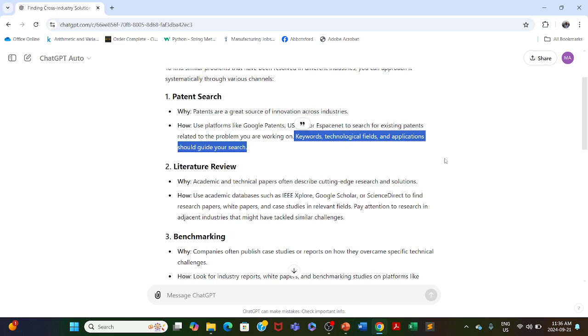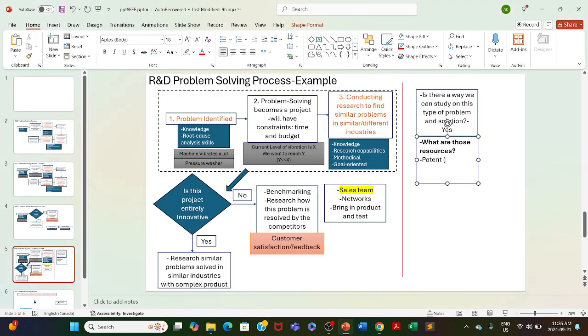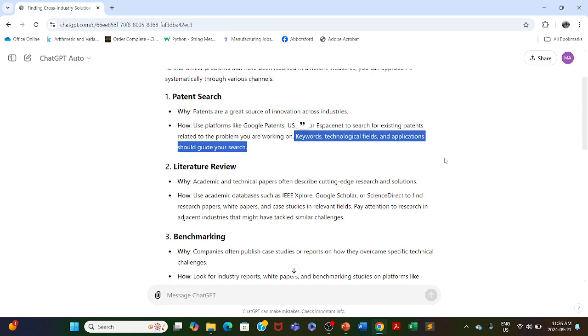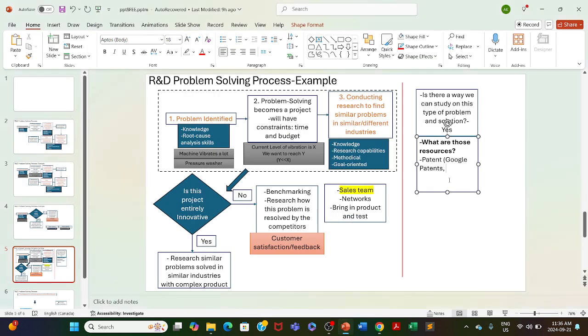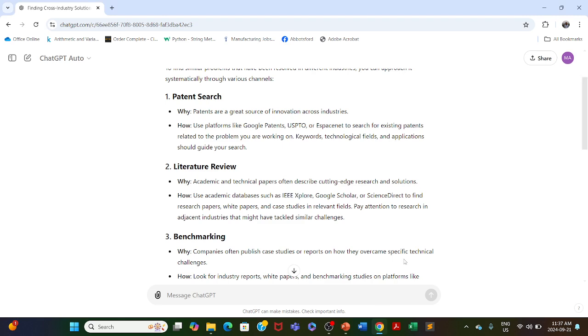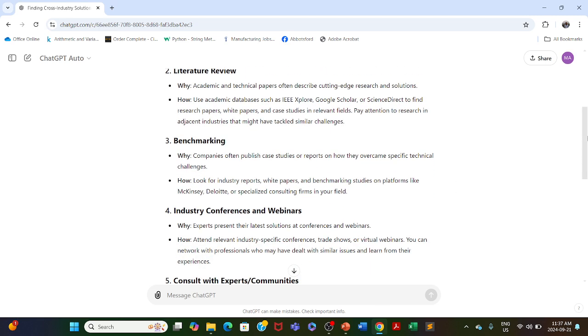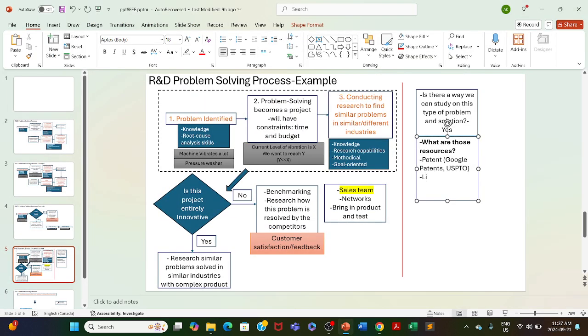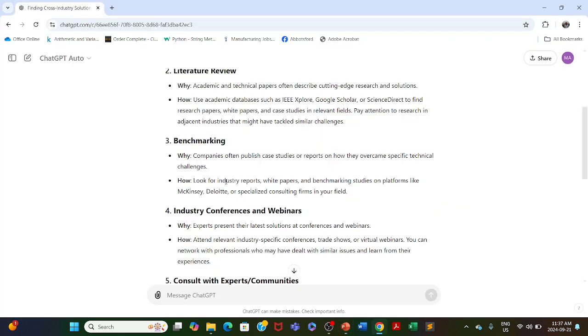Patents can be Google Patents, USPTO, and then of course academia, which is literature review, and then benchmarking.